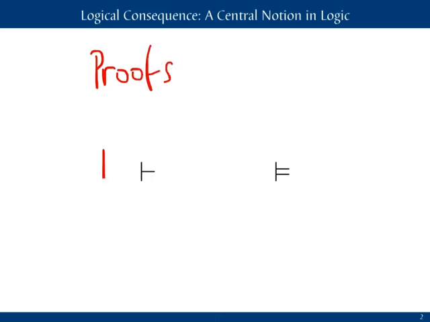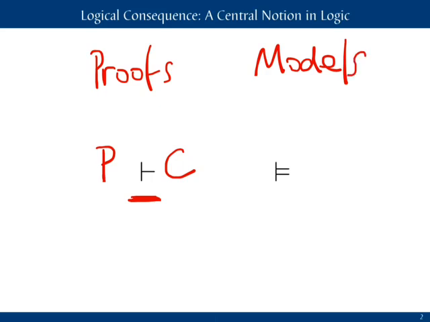If I've got an argument which leads from a premise to a conclusion, and it goes step by step, using valid means, in some proof system, we say that the argument is valid and we've got a proof which goes from the premise P to the conclusion C. And we write that with a little turnstile, a T on its side, to say that the conclusion C follows from P.